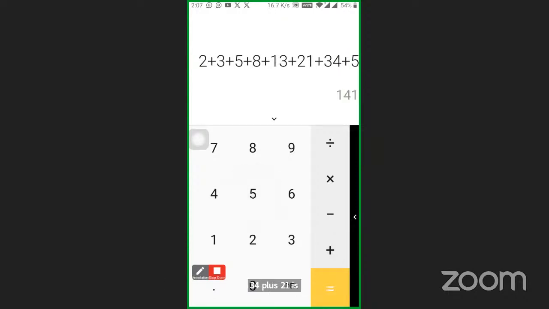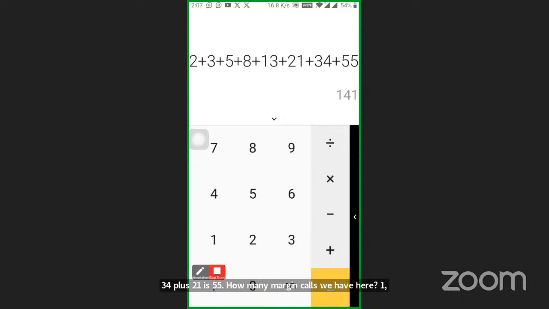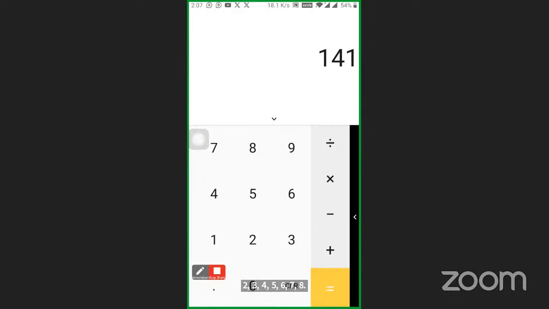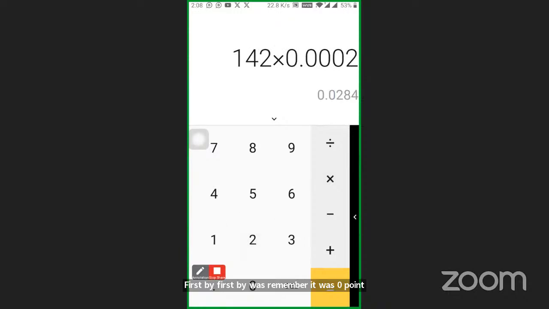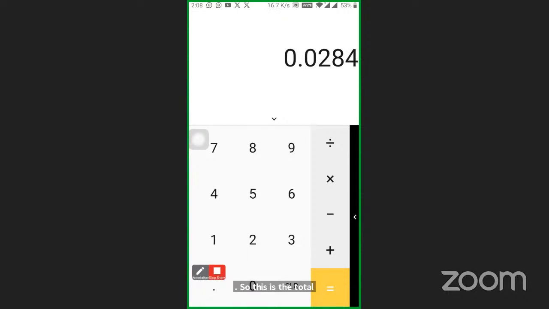How many margin calls do we have here? 1, 2, 3, 4, 5, 6, 7, 8. We have 8 margin calls, and the total comes to 141. I hope you understood. 141. But don't forget to add one more, because this was the first buy, and 142 is the total times it will buy of our first buy. The first buy was, remember, 0.0002 BTC. So this is the total BTC that you require as capital.